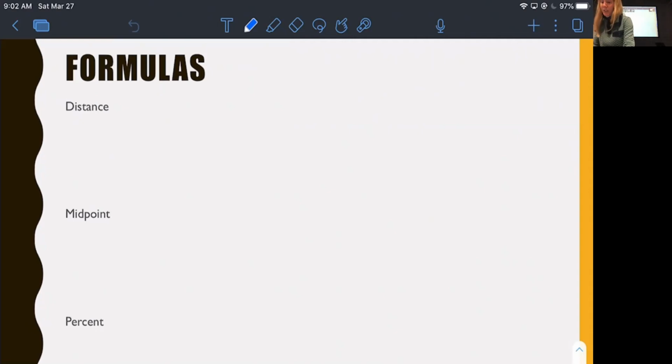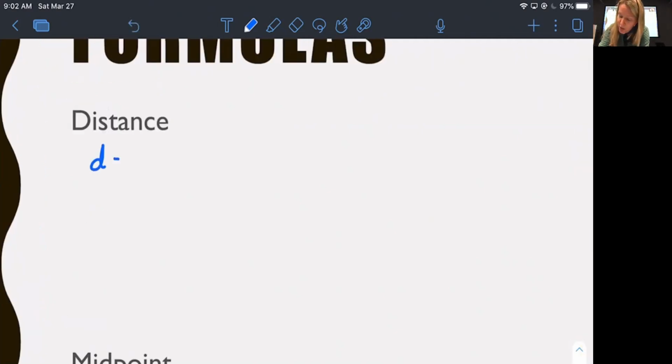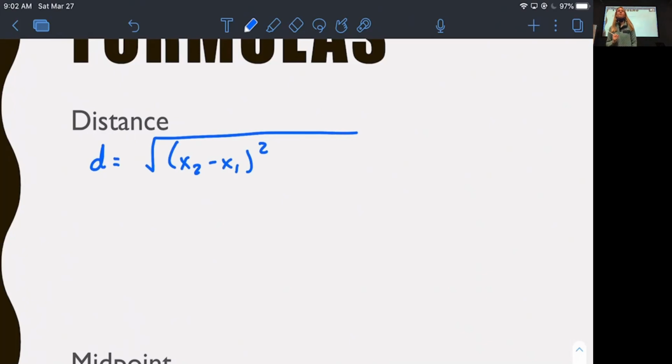So the distance formula is the distance between 2 points is given by the square root of, you subtract the x's and you square it, plus you subtract the y's and you square it. That is the distance formula. It comes from the Pythagorean theorem. So if you're given 2 points on the ACT and it's asking you to find the distance between them or asking you to do something with the distance.